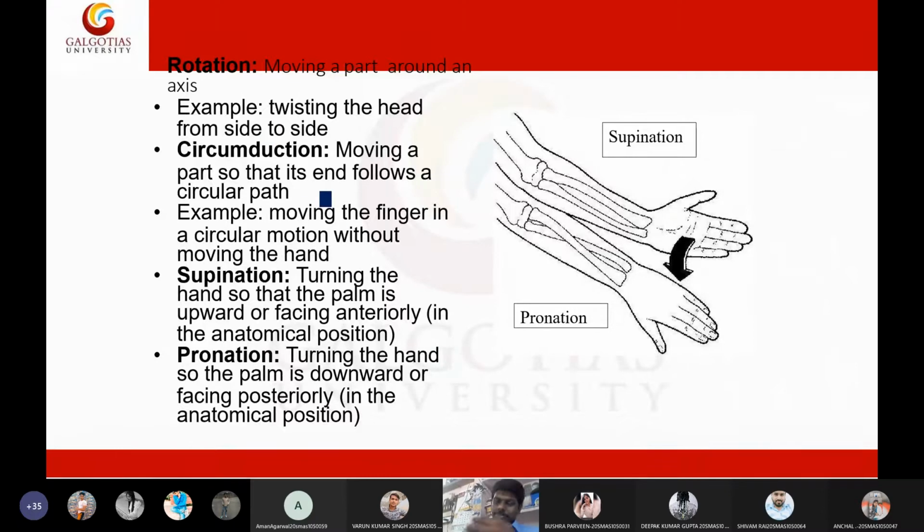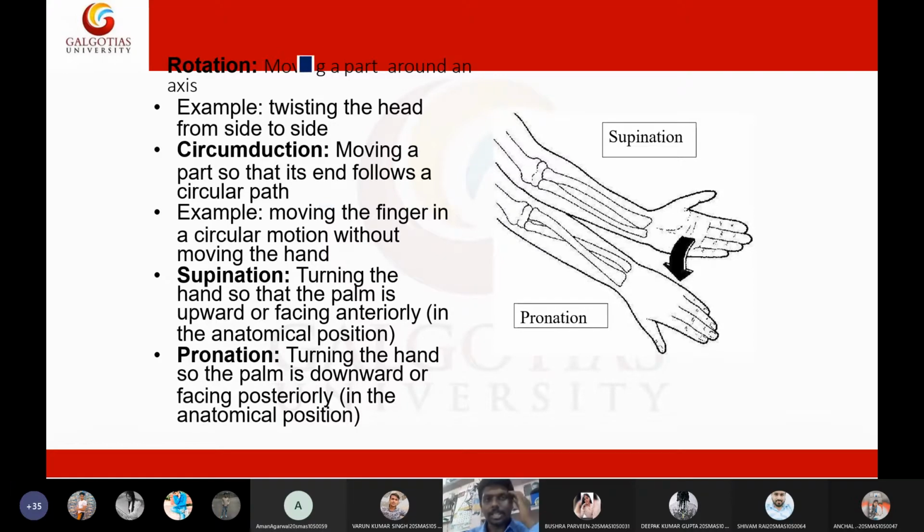Without moving the hand, if you are only moving the thumb, this is called circumduction. So without moving the hand, if you are only rotating the thumb, this movement is called circumduction. Okay, circular movement.